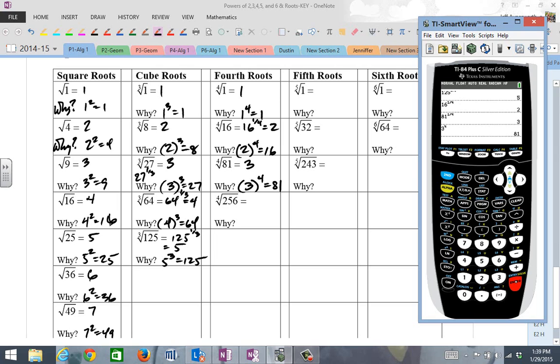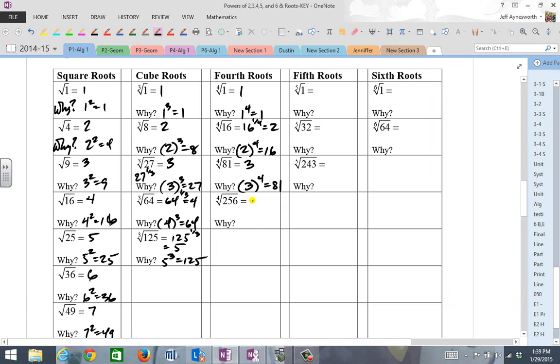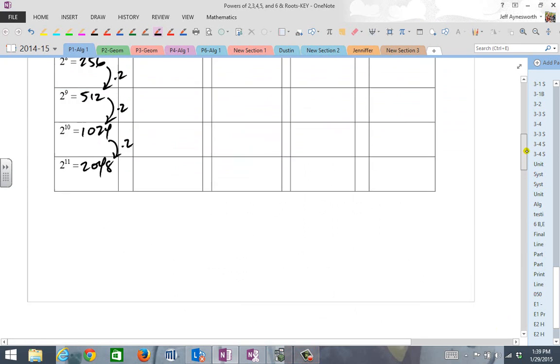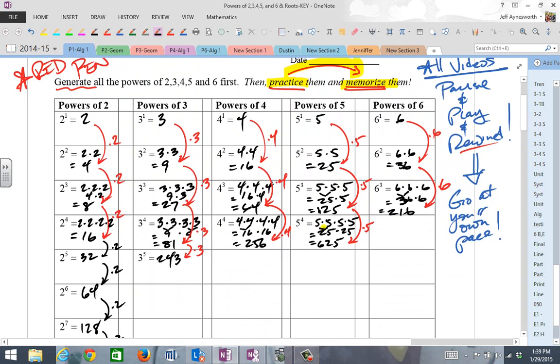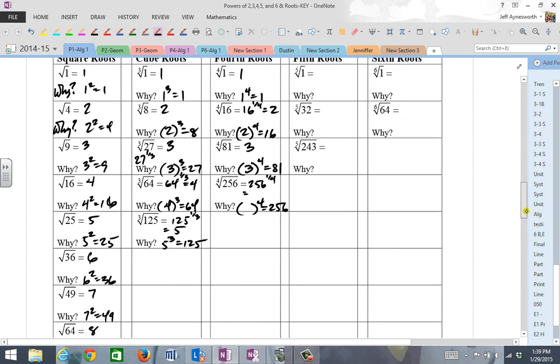All right. This is 256 raised to the 1/4 power. What does that equal? Well, what number raised to the fourth power equals 256? Well, let's see. Let's figure this out. Let's go up to the top. The fourth powers are all right through here. 2 to the fourth gives you 16. 3 to the fourth gives you 81. 4 to the fourth equals 256. It's got to be 4. The fourth root of 256 gives you 4. Since 4 to the fourth equals 256, my answer's got to be 4.